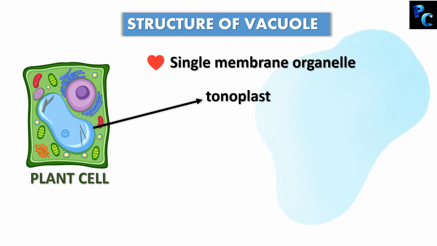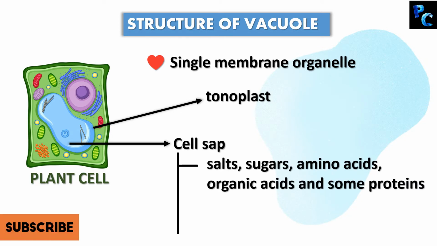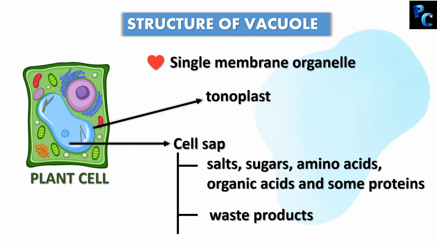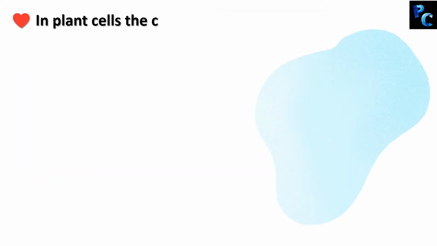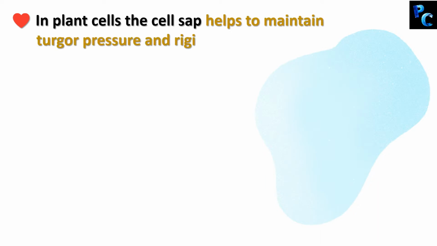This membrane is called tonoplast and the component inside the vacuole is called cell sap, and it is different from cytoplasm. Cell sap stores salt, sugar, amino acid, organic acid and some proteins. It can also contain waste products in case of plants. In plants, the cell sap helps to maintain the turgor pressure and rigidity of the cell.